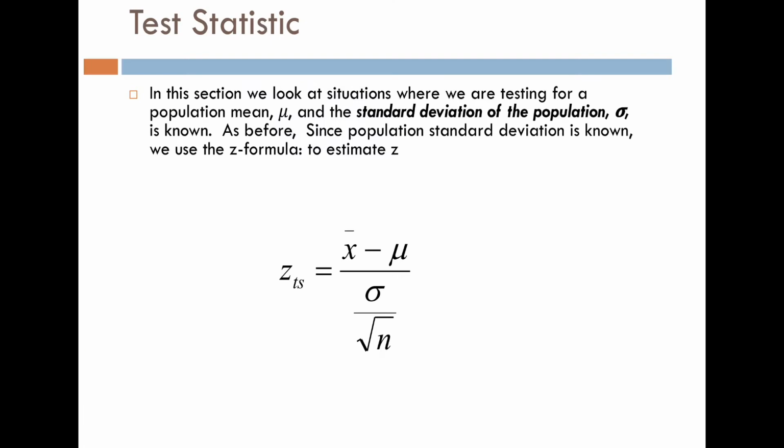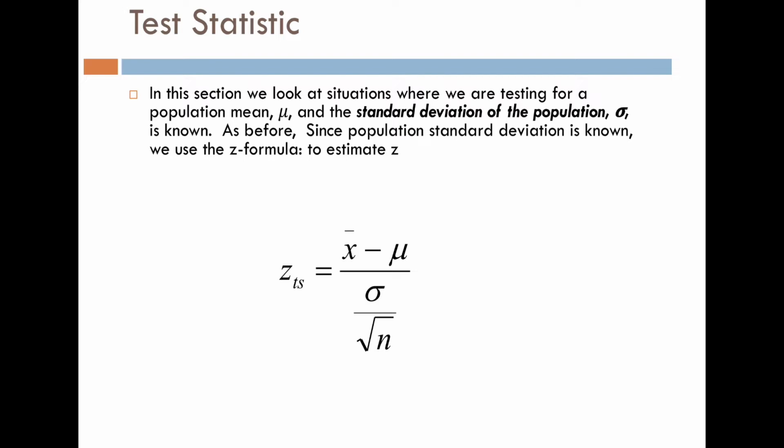In this section, we're going to do hypothesis testing for means when we know the standard deviation of the population, sigma. We're going to look at situations where we're testing for a population mean and the standard deviation of the population, sigma, is known. Really, it's given to us in the problem.